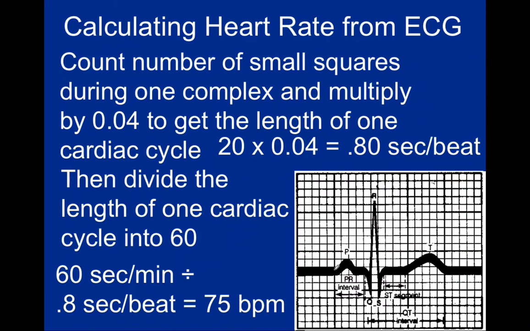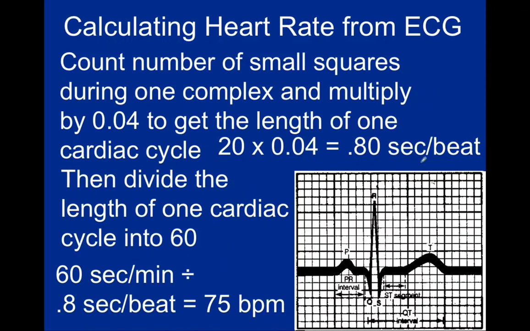So we're going to go ahead and start right here, and we can see that using our information on large squares, we have one large square, so that's 5 small squares. Here we have a second large square, a third large square, and a fourth large square. So 4 large squares in total is 20 small squares. So we're going to take the number of small squares and multiply it by the amount of time that each of those small squares contained. So 20 times 0.04 gives us 0.8 seconds for every beat. That's telling us that this heartbeat took place in 0.8 seconds.